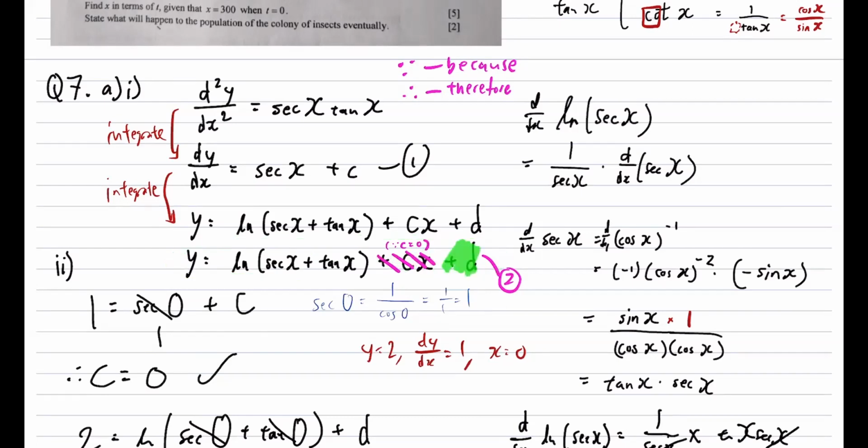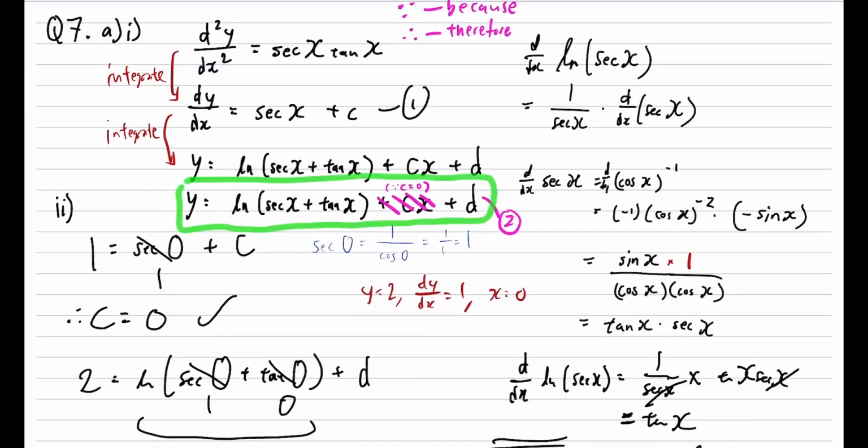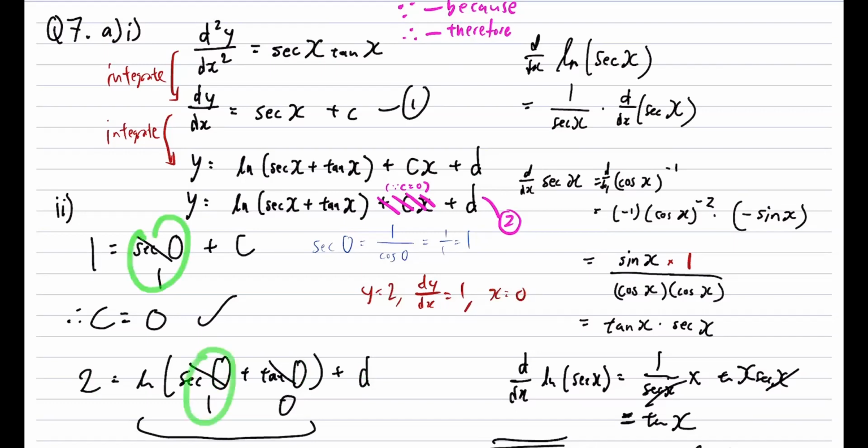I still need to solve for d. What do I do? Use the condition they gave you. These conditions. So let's take a look. How about if I just substitute y equals 2 and x equals 0? Can I do that? Yes, I'll get 2 equals ln of secant 0 plus tangent 0, then plus d. Secant 0 we already found out just now is 1, right? How about tangent 0? It's also 0. If you just remember the tangent graph, here is (0, 0). So when x equals 0, tangent is also 0. So you replace with a 0. Then you get 1 plus 0, which is 1.